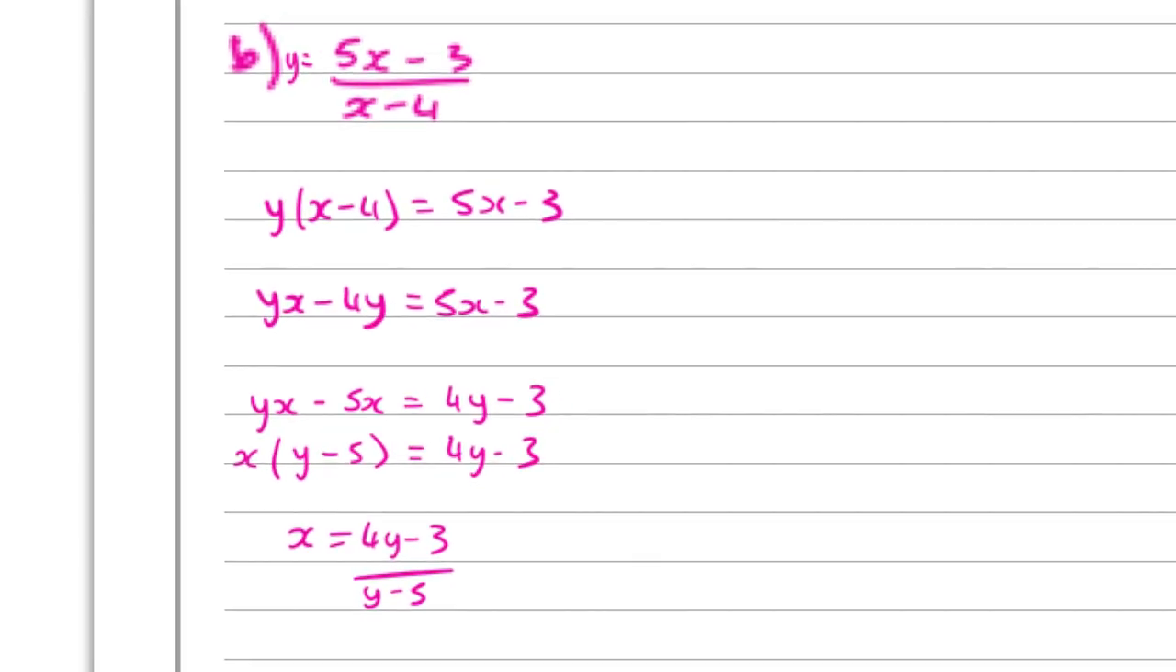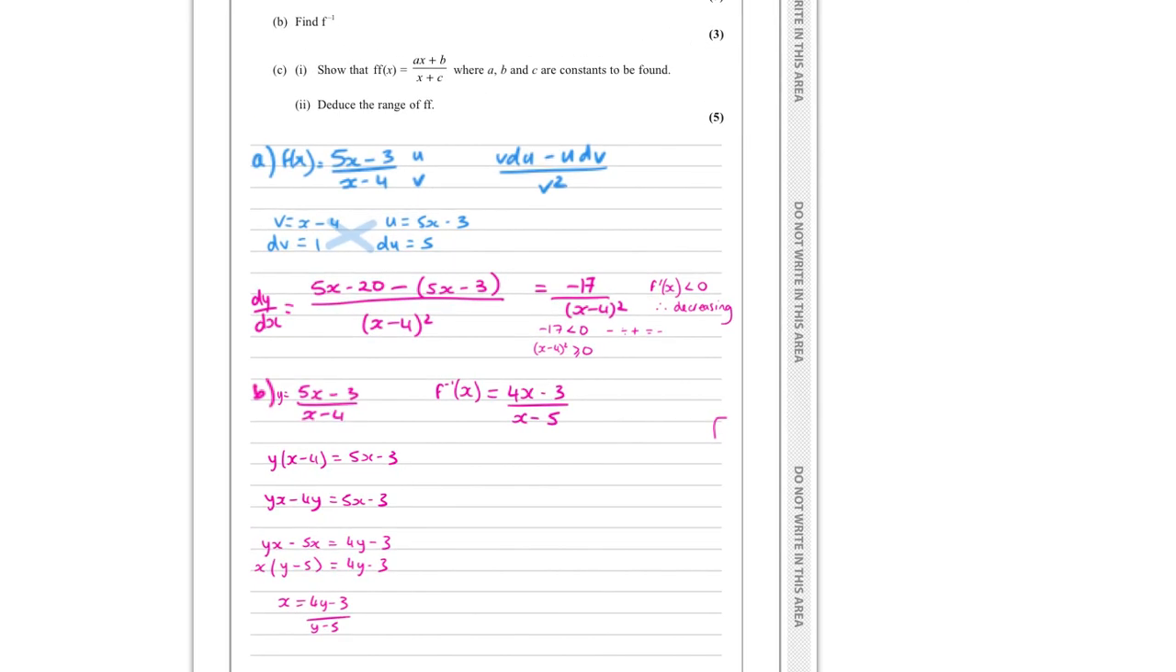So now my inverse function, sorry, I've put differential for some reason, is 4x minus 3 over x minus 5. Again, this is GCSE stuff here. You would have done functions in GCSE.